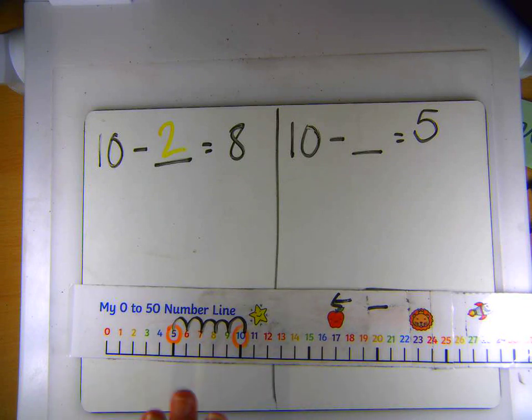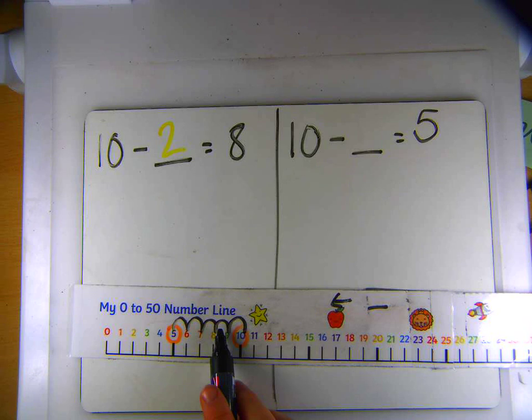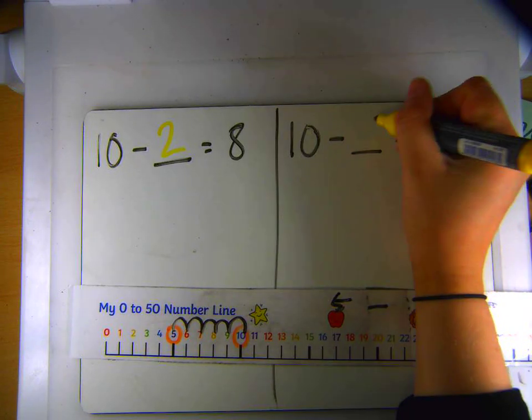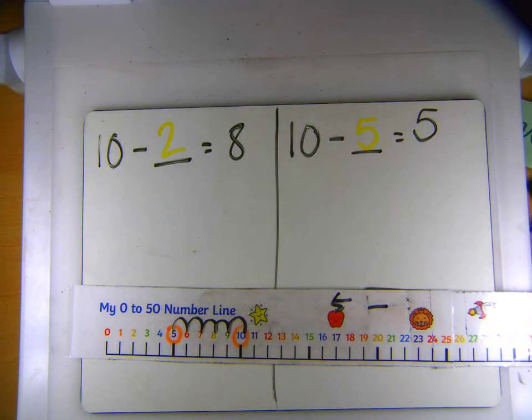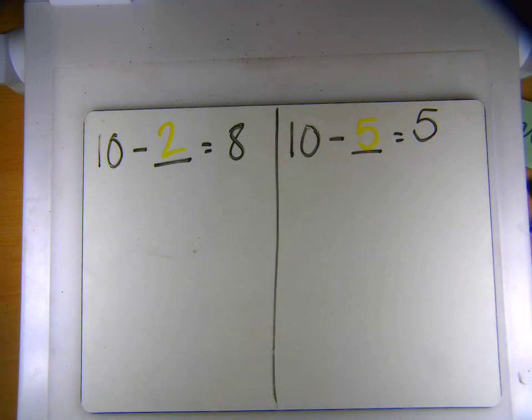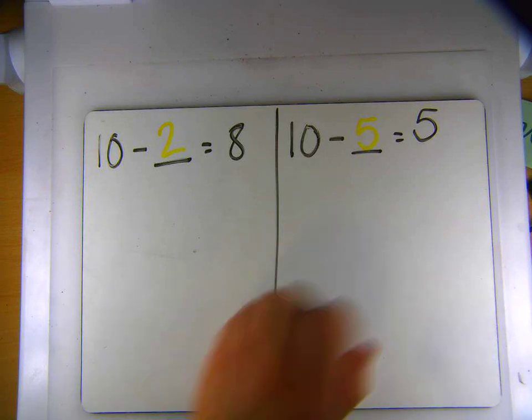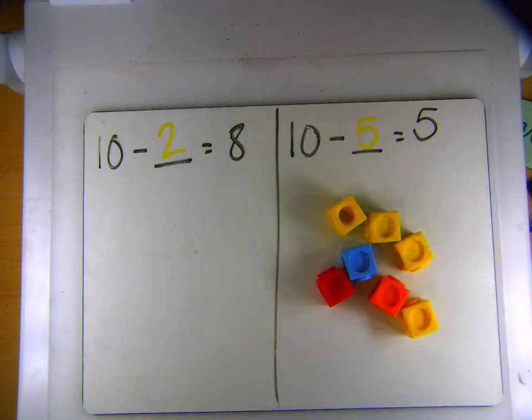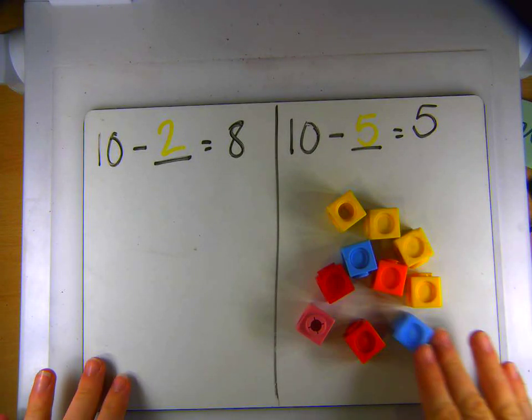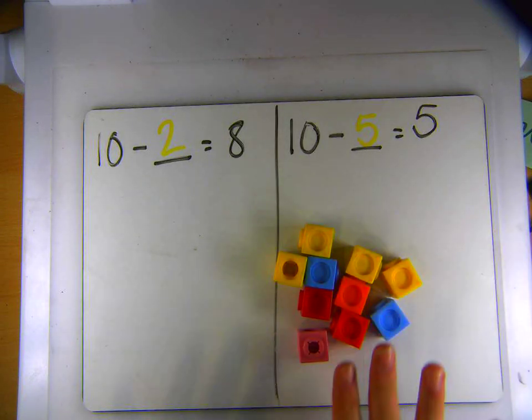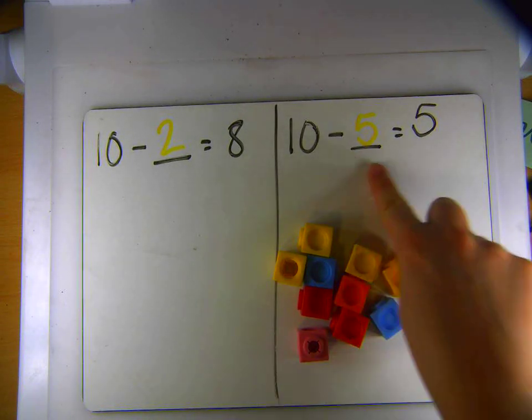So once I've reached my 10, then I stop jumping. So let's count. We've got 1, 2, 3, 4, 5 jumps in between 10 and 5. So that means that 10 take away 5 must be 5. Now let's check that one out just to make sure that we got it correct. I'm going to just double check. 10 take away 5 equals 5.